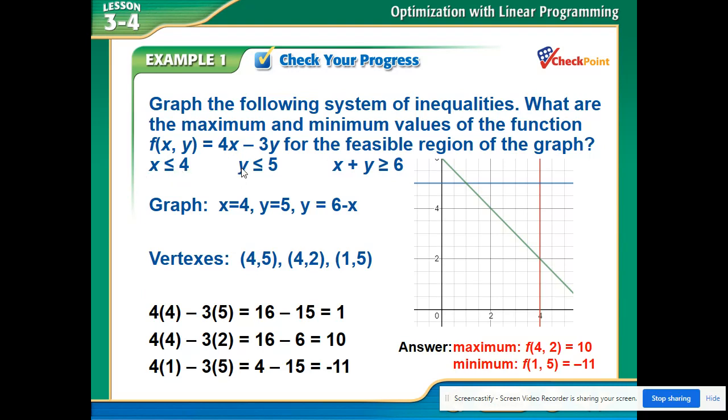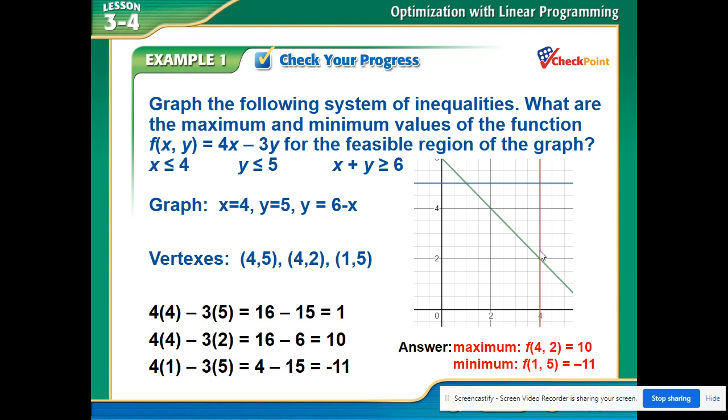X is less than 4, y is less than or equal to 5, and x plus y is greater than or equal to 6. So again, we just kind of graph the boundary lines. So I've graphed them here, and we're talking about this interior section here. Using the equals just makes it a little bit easier to see, because a lot of times you'll have all this crossover with the graph. So if it becomes difficult to see, just use equals like I have here.